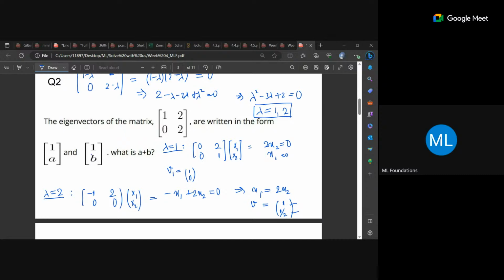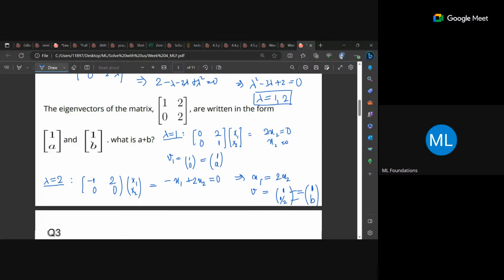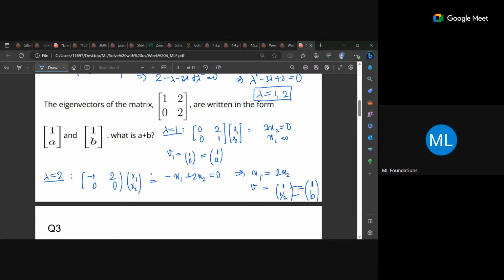So let's say if I call v1 to be (1, a), and v2 to be (1, b), then what is your a and what is your b? a is 0 and b would be 0.5. So a plus b is just 0.5. Okay, I hope it is clear.